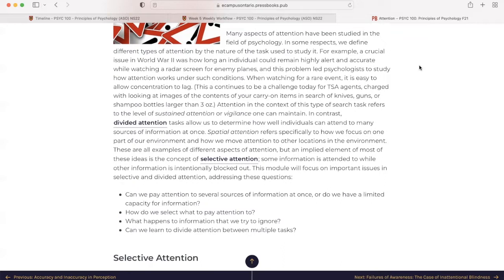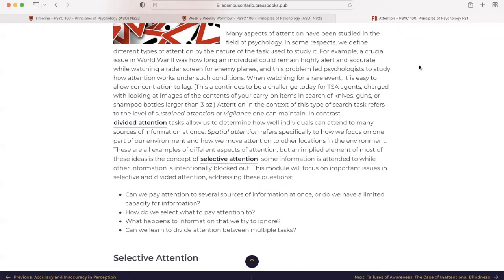But it gives you a good visual that, when you're going through the airport, that's exactly what they're doing. They have to pay attention. So attention in the context of this type of search task refers to the level of sustained attention or vigilance one can maintain. In contrast, divided attention tasks allow us to determine how well individuals can attend to many sources of information at once. Spatial attention refers specifically to how we focus on one part of our environment and how we move attention to other locations in the environment.